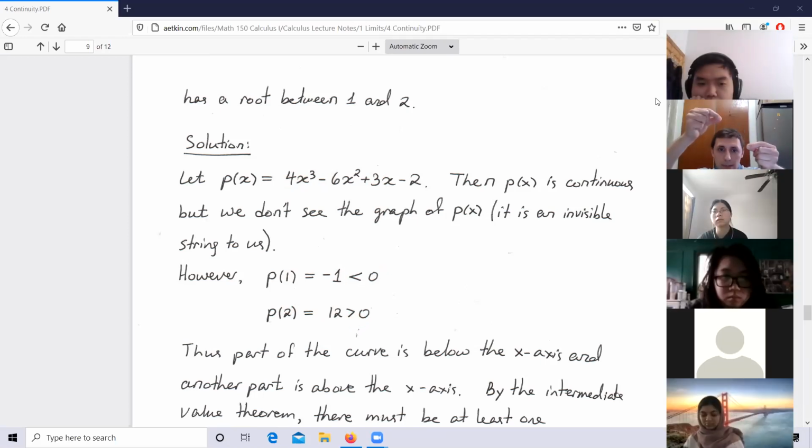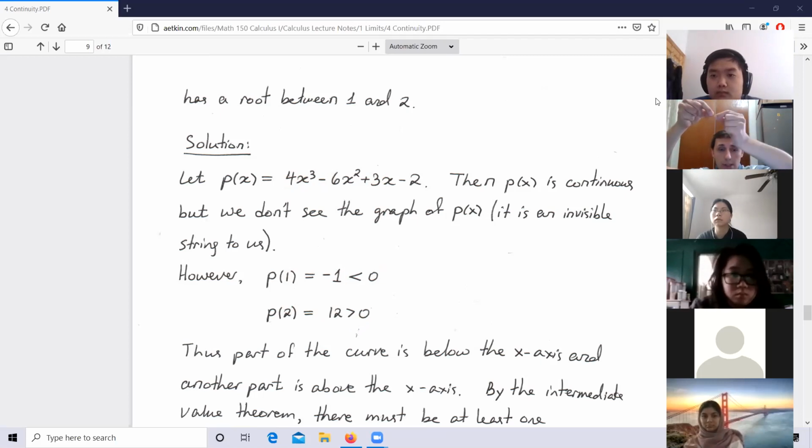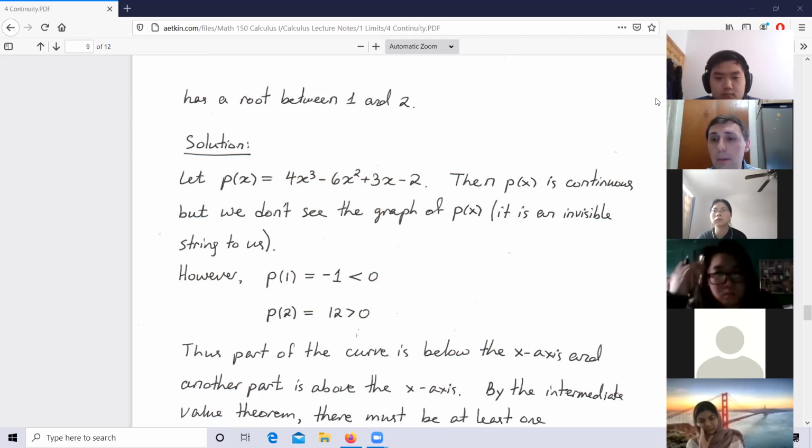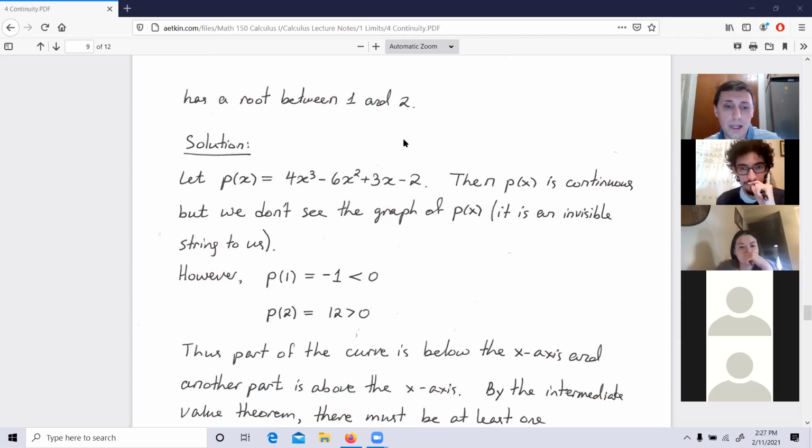So you see what I'm saying, guys? Look at it. You are below sea level and you're above sea level. That means that there must be a moment when you cross the x-axis. And when you cross the x-axis, that's the solution to 0. That's exactly where you are equal to 0. Maybe there are many moments like this, but there is at least one. That's what the intermediate value theorem is claiming. Do you understand? Let's see with another example.